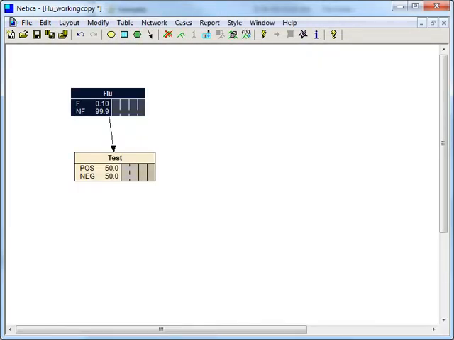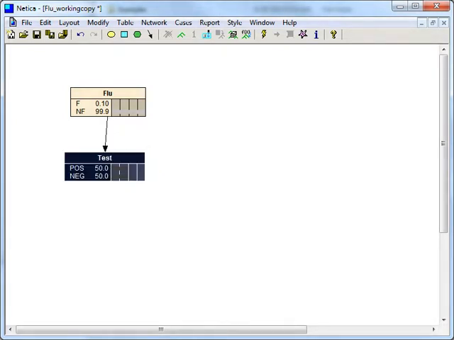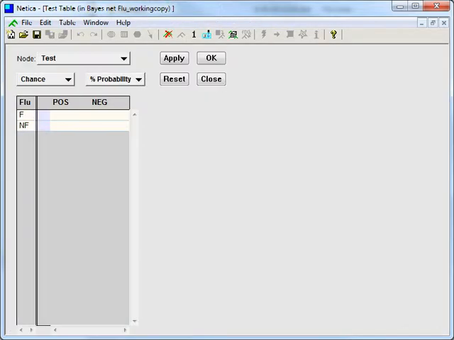1 in 1,000. Now for test, it's a little bit more complicated because there's an arrow coming into test, which means the outcome of the test is conditional on the flu. So we'll see that with the table. It's not the best interface, I don't think, but it's okay.